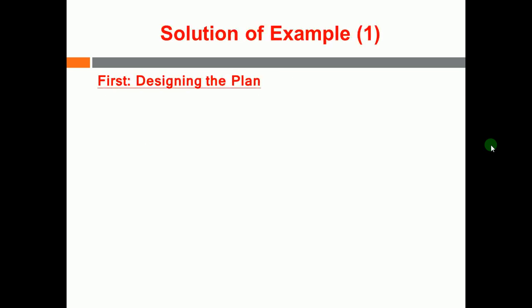Let's start first by designing the plan. If you remember, designing the plan in a sequential sampling plan refers to finding the two limits: the acceptable limit, XA, and the rejectable limit, XR. XA was A over K plus MS, and XR had the formula R over K plus MS. In order to find XA and XR, we have to calculate A, K and S.